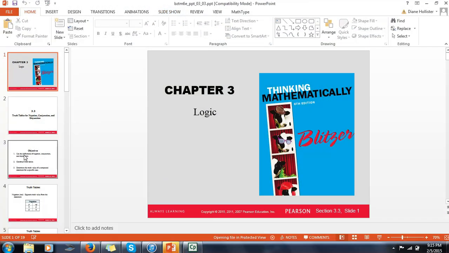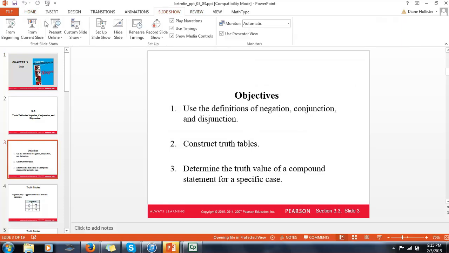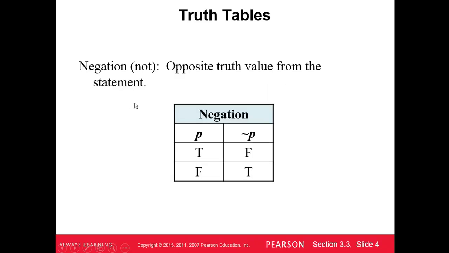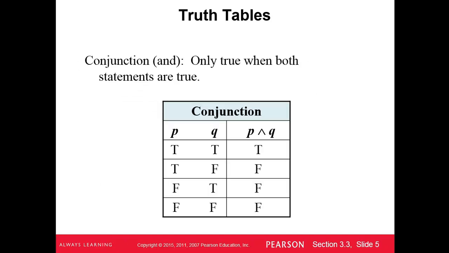Okay, we're going to take a look at our next section now, where we start to take a look at the different cases that can occur with these. And in order to organize that information, we're going to use what are called truth tables. Negation simply means that we write the opposite. So if P was true, then the negation is false, and vice versa.